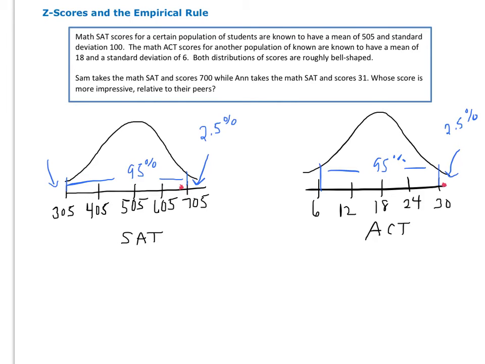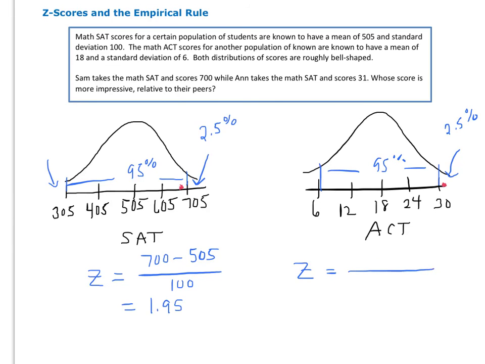So one last question is, well, what happens if we want to compute, figure out how many standard deviations Sam scored from the mean and the same for Anne? We can use a z-score to do that for us. It's easy to compute. Just take the score for Sam and subtract off the mean SAT score, 505, and then divide by the standard deviation. If you do that, you get 1.95. You can see just slightly under 2.